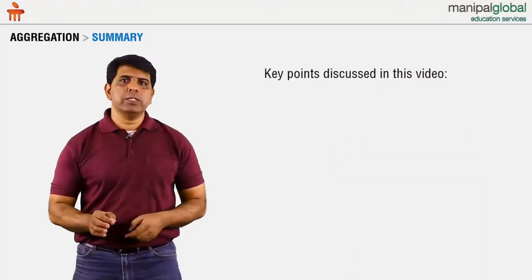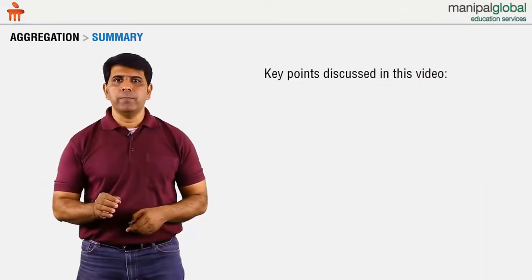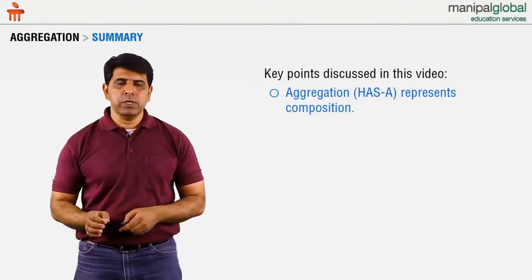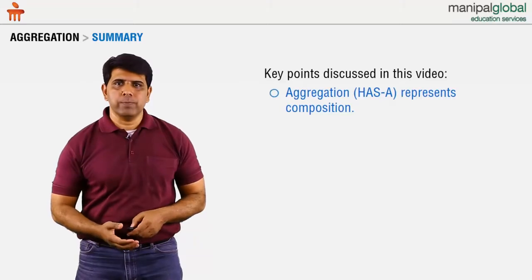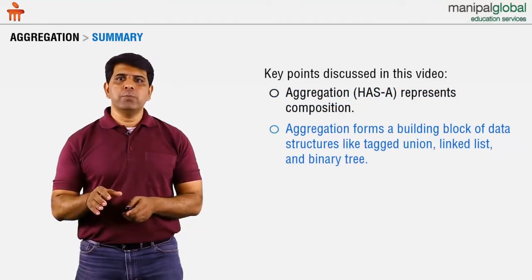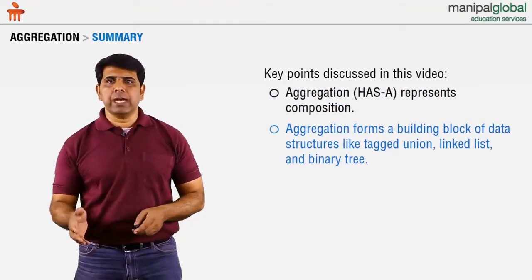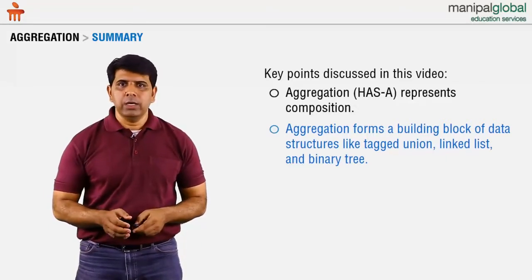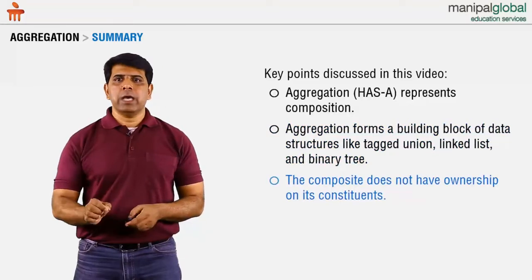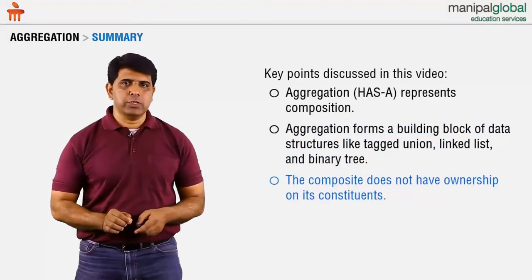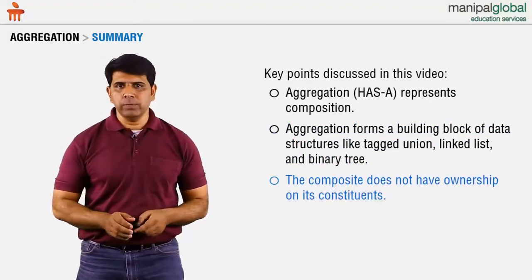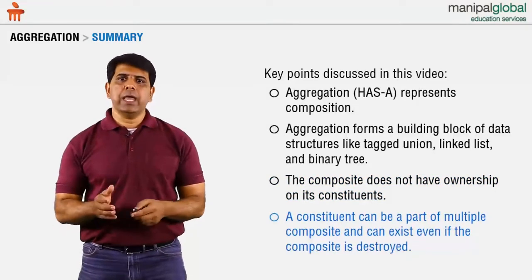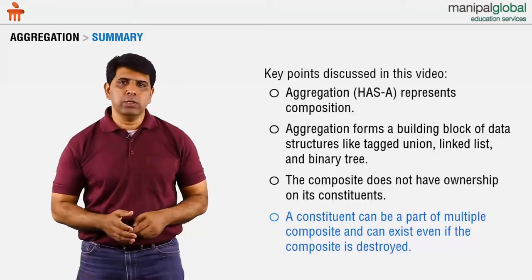Some of the key points that we discussed in this video are: aggregation represents has-a relationships, and it is a form of composition. Aggregation forms building blocks of data structures like tagged unions, linked lists, binary trees, and so on. The composite does not have ownership of its constituent in the case of aggregation. A constituent can be part of multiple composites and can exist even if there is no composite.